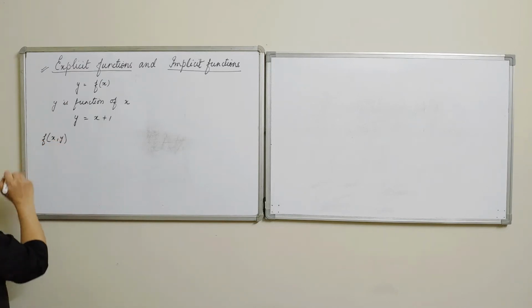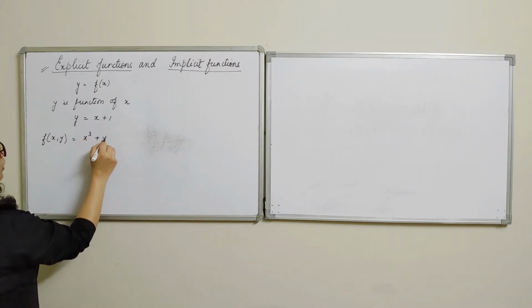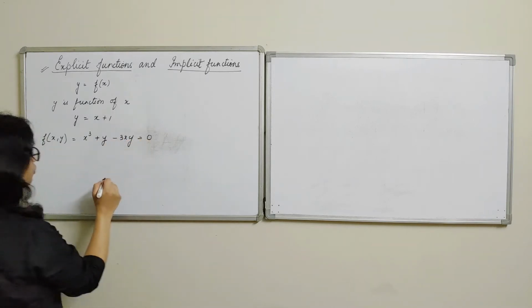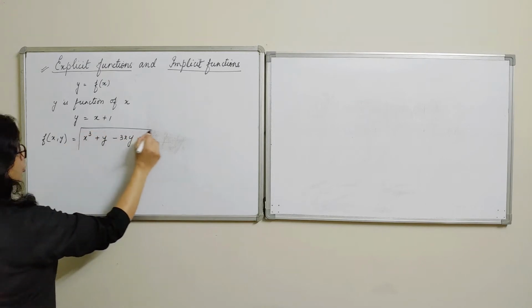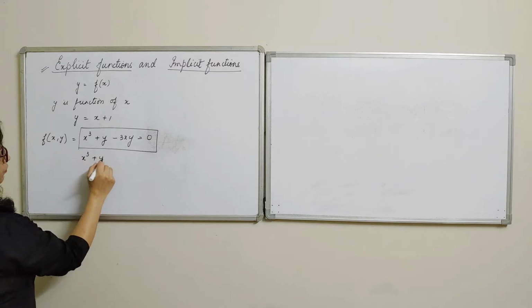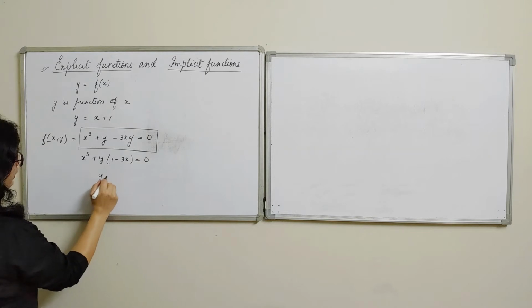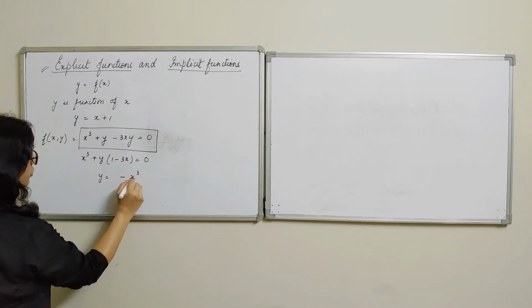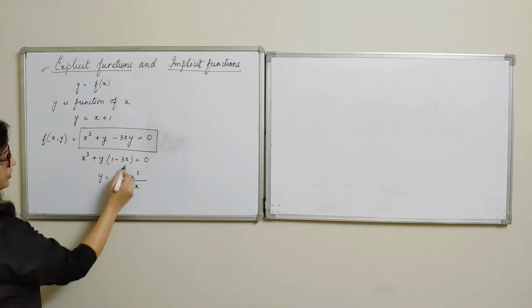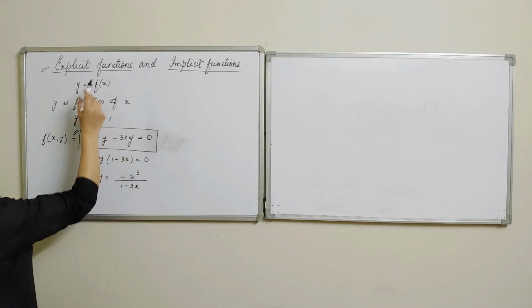Let us take a function of x and y and write down the function as x cube plus y minus 3xy is equal to 0. You can see the polynomial equation given to us here. The equation can be rewritten, taking y common, as y is minus x cube upon 1 minus 3x. So here you can see that y is expressed as a function of x, hence this function is an explicit function.